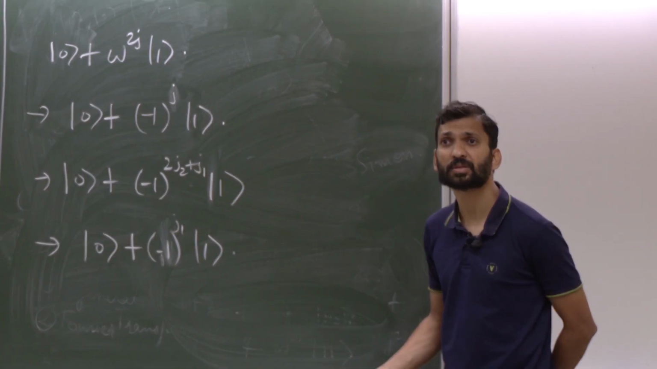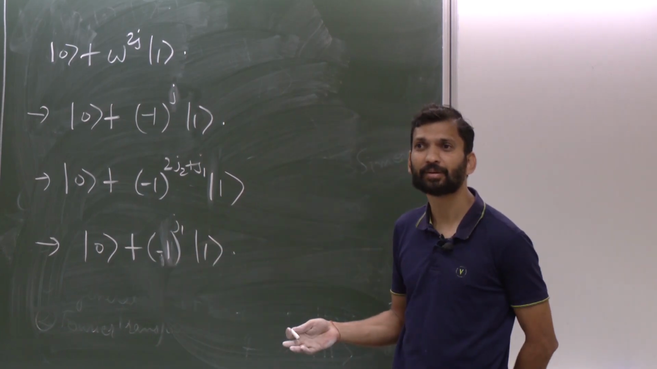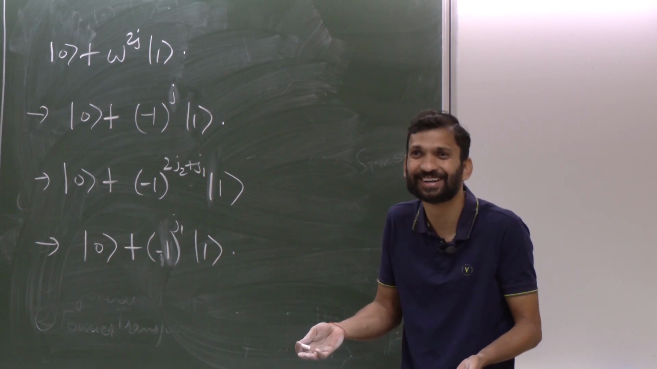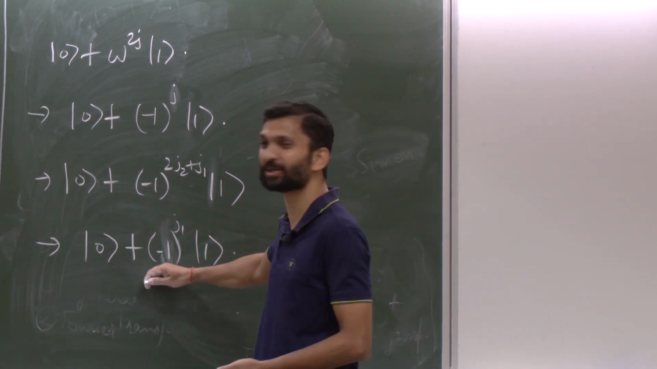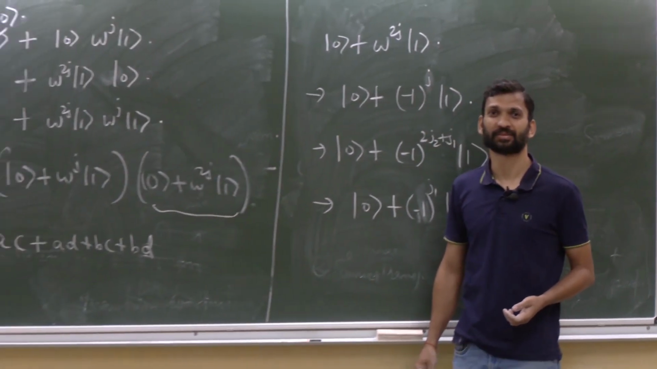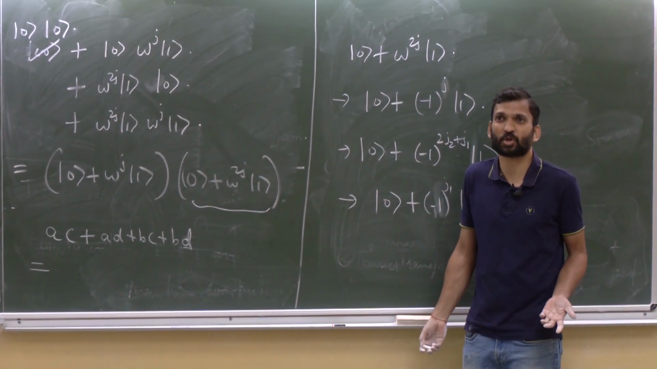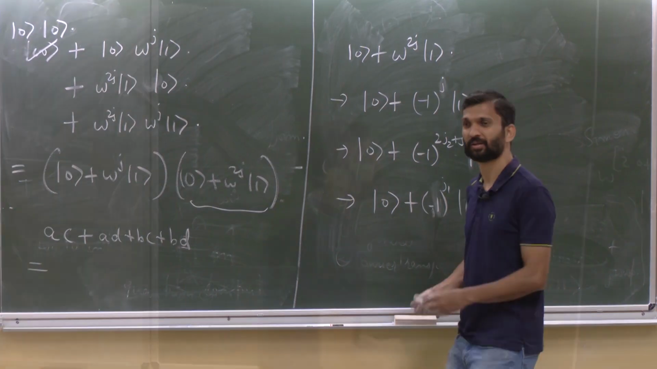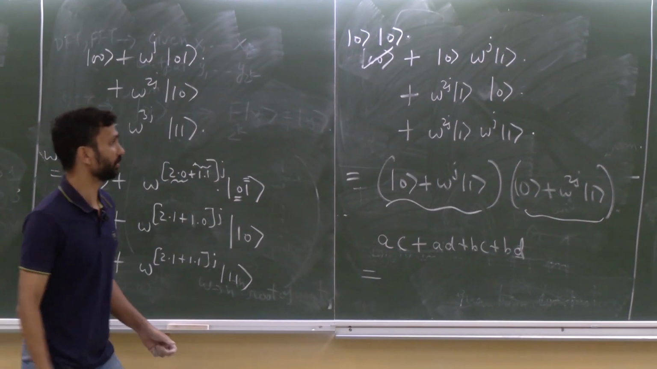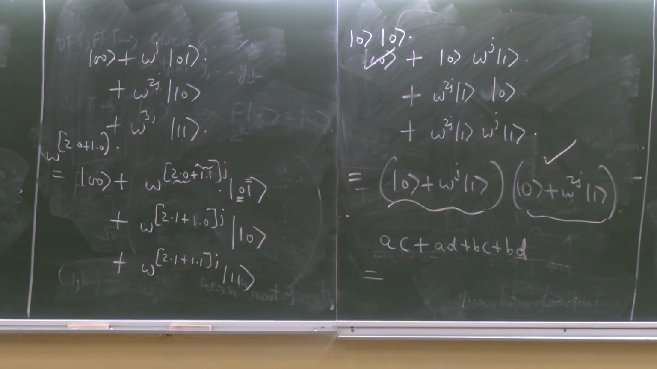What is this? How do I convert J1 into this? Hadamard. Just apply Hadamard on J1. You will create this. That's all, right? Now, this is slightly non-trivial. Done? Okay.